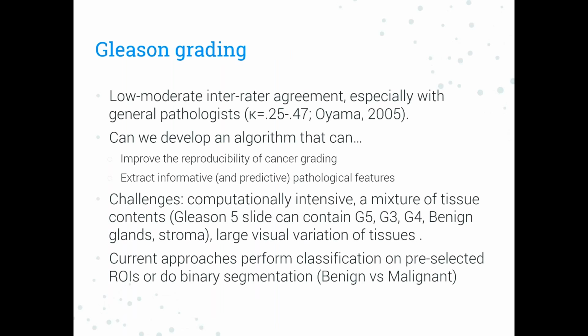So Gleason grading. The Gleason scale goes from 1 to 5, with 5 being the most serious, non-differentiated cells. There's low to moderate inter-rater agreement, especially with general pathologists in performing Gleason grading. This is where the pathologist looks at the structure of the glands in the prostate and assigns a cancer stage score. So we're interested in developing an algorithm that can improve the reproducibility of cancer grading.